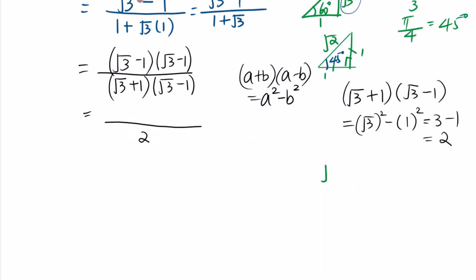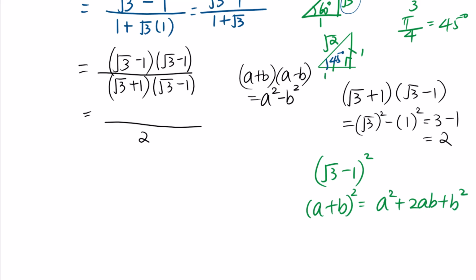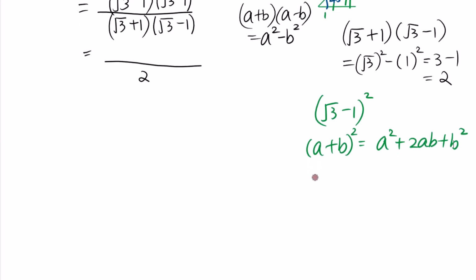Top, square root of 3 minus 1 squared. Let's use a plus b squared equals a squared plus 2ab plus b squared. How to remember this formula? Think about this is a, this is b. A plus b squared means the area of the square with a plus b as the side.